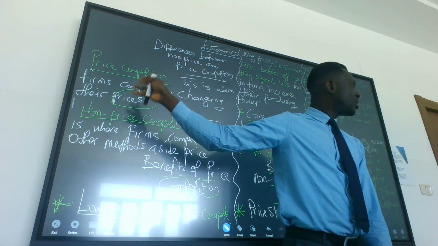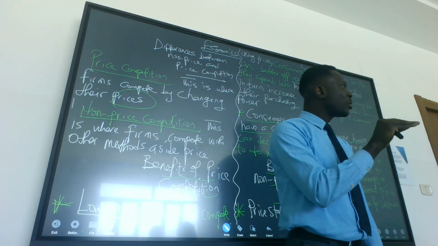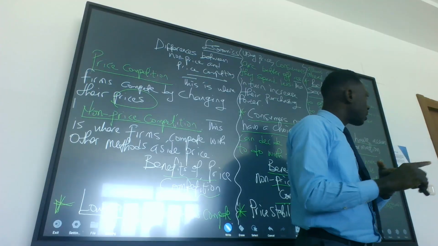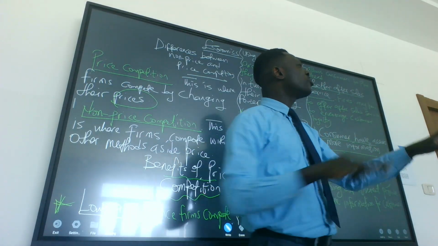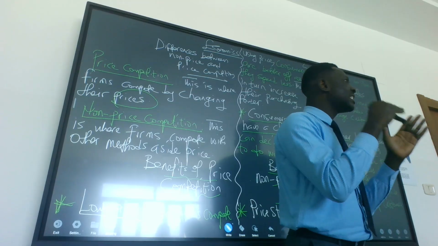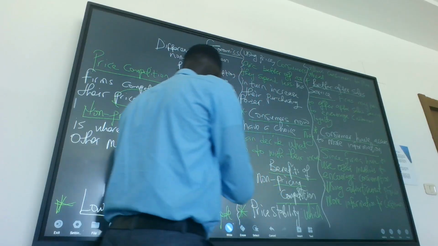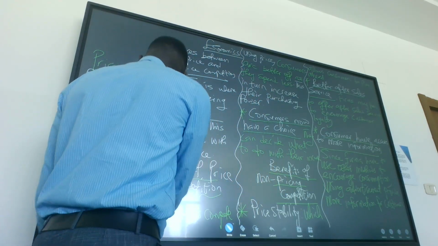Price and non-price competition. It's a price competition because firms are able to change the prices to compete with each other. For non-price competition, they have to use other methods aside from changing the price. That is non-price competition.